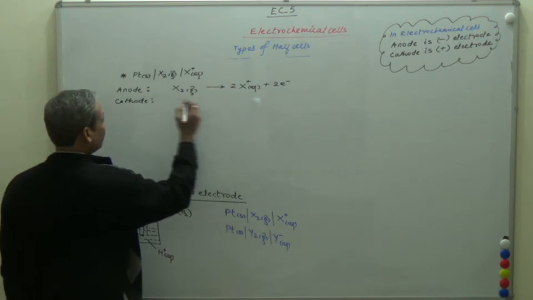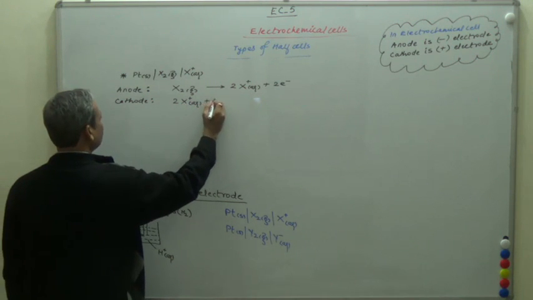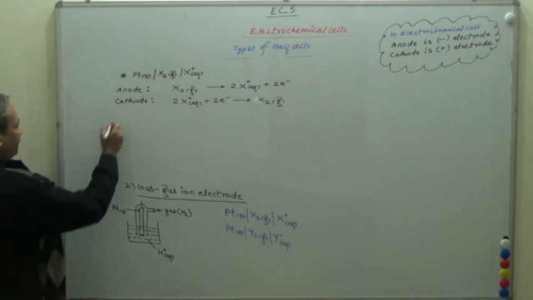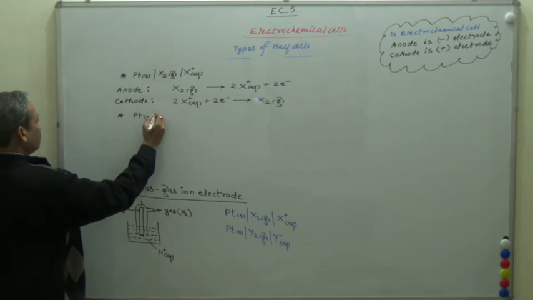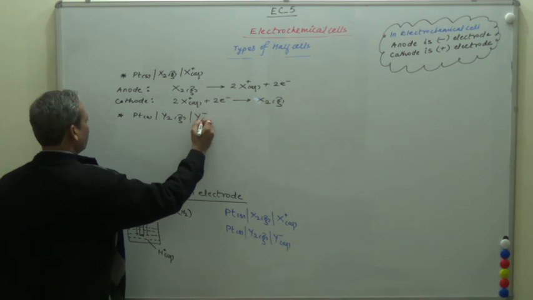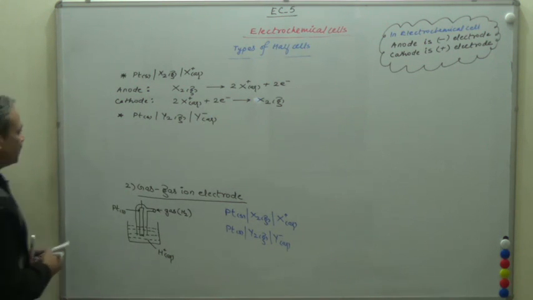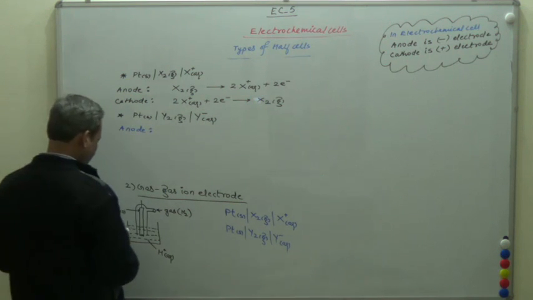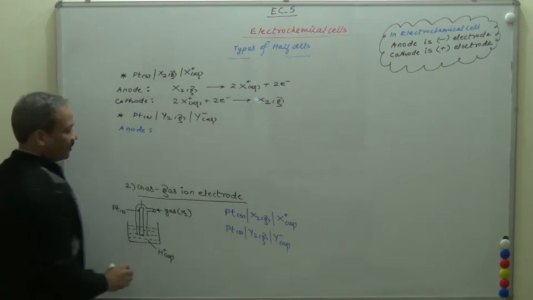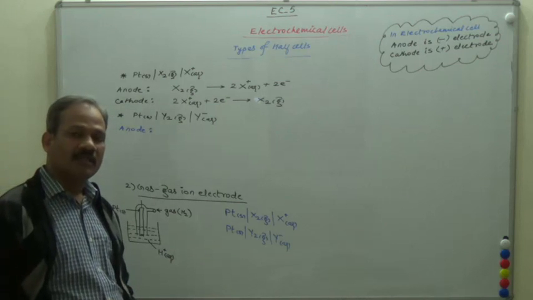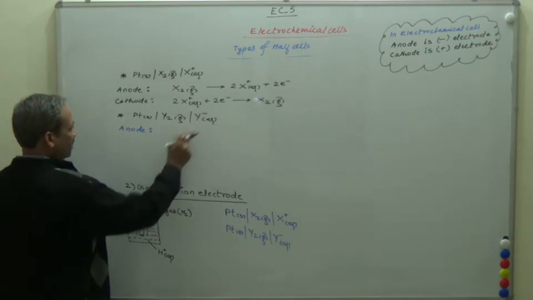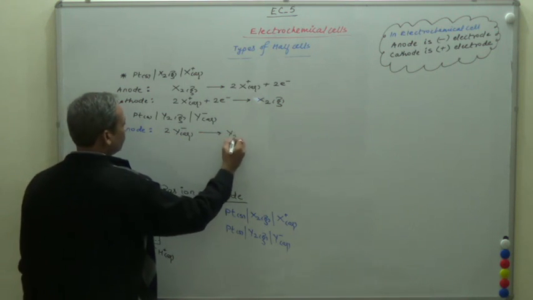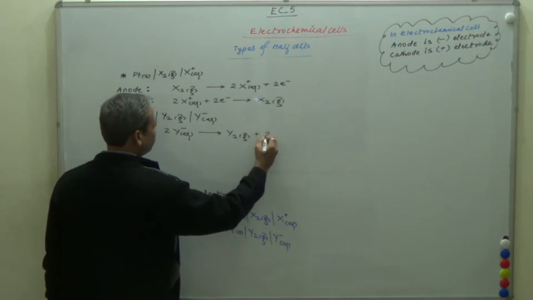Now if it acts as a cathode, then this reaction will get reversed. So 2X+ in aqueous form plus 2 electrons form X2 in gas form. Similarly, if we have Pt in solid form, Y2 in gas form and Y- in aqueous form, then in this type of gas ion half cell, the corresponding reactions are, if it acts as an anode of any electrochemical cell, then the process of oxidation will occur in this half cell, and during the oxidation process gas ion will get oxidized to gas. So 2Y- in aqueous form forms Y2 in gas form plus 2 electrons.